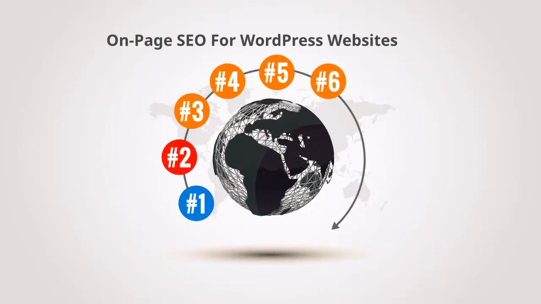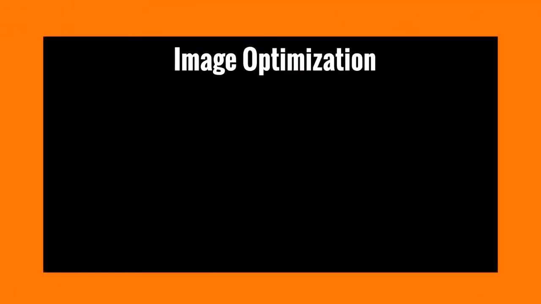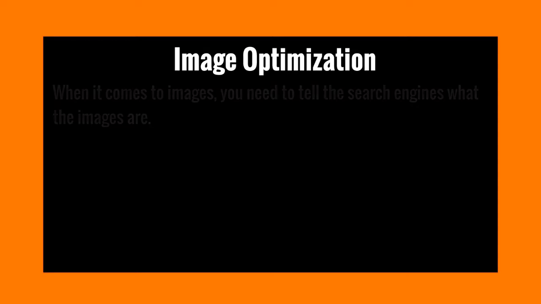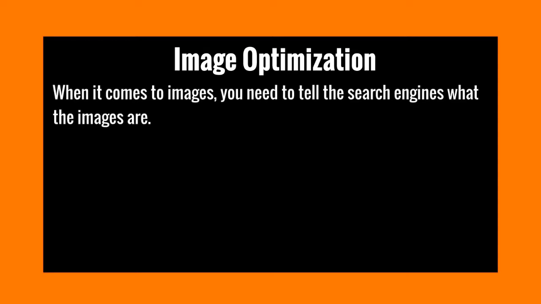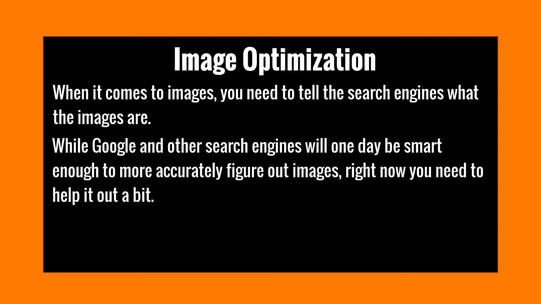Hello and welcome to video number 6, and we're going to talk about image optimization, or in other words, how to make your images more search engine friendly. You see, when it comes to images, you need to tell the search engines what the images are. They're not really going to know off the bat what the images are. Now, there are ways that Google can figure out what the images are, which we'll talk about in just a second. While Google and other search engines will one day be smart enough to figure out what images are, right now you need to help them out just a little bit, get them a kickstart.